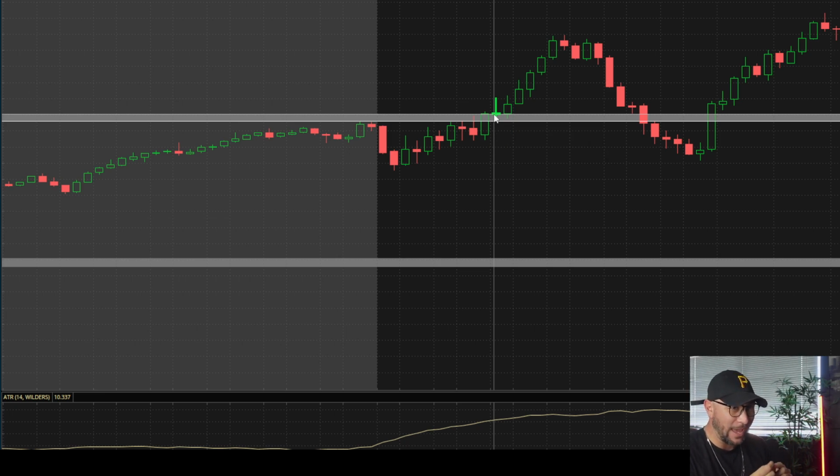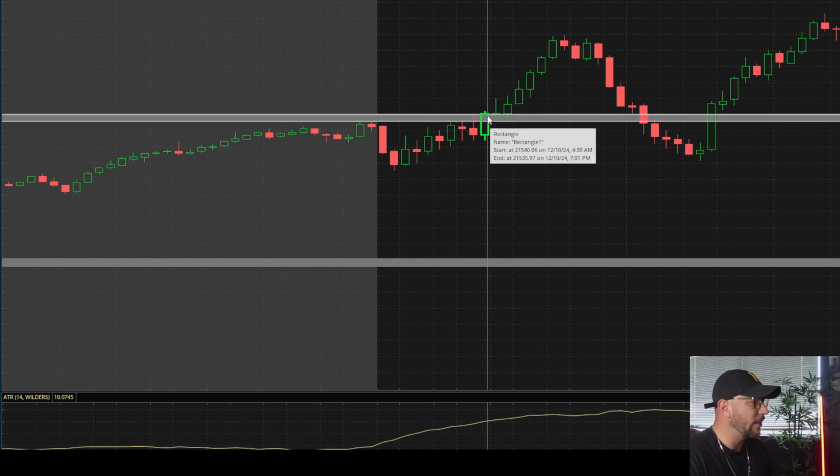we put in a new high and we pull back slightly. Now this new high runs up to a price of 21,550 from a price of 21,541. So let's look at this in two separate ways.